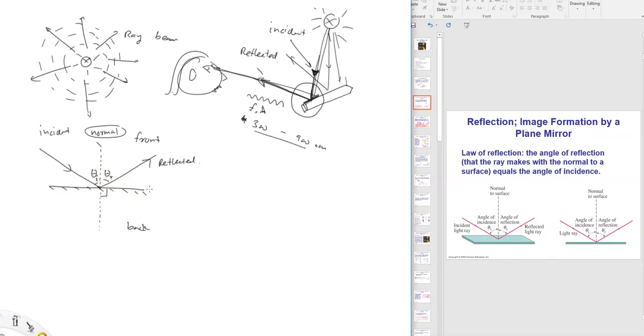Now it's very important to know that in reflection, when light reflects, theta I and theta R are equal. Incident and reflected angles are always equal. So that is something really important. Law of reflection: the angle of reflection equals the angle of incidence. Pretty simple and also very important.